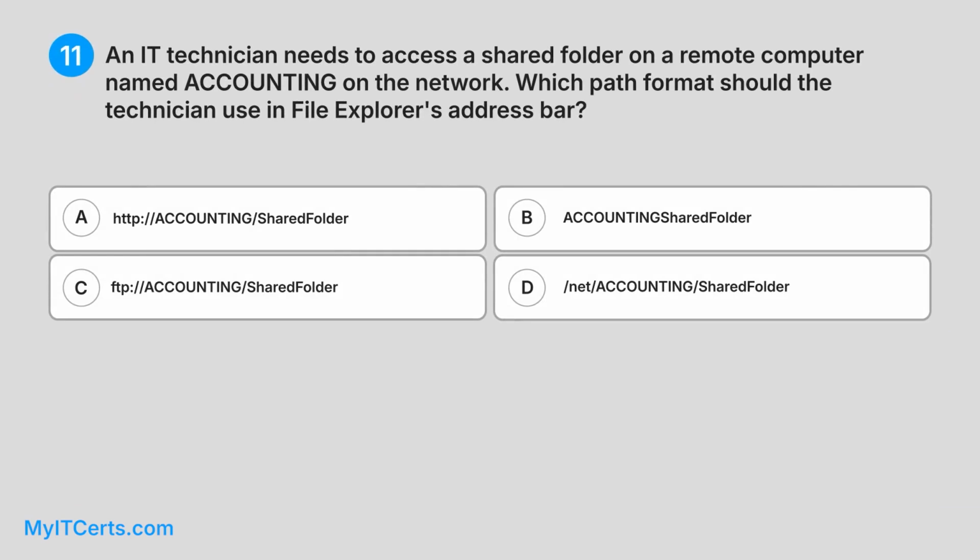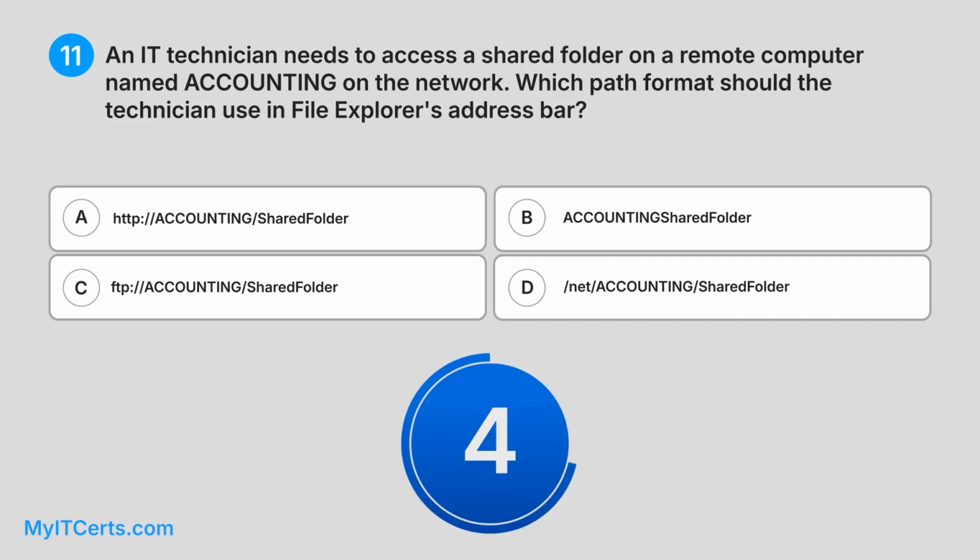12. An IT technician needs to access a shared folder on a remote computer named Accounting on the network. Which path format should the technician use in File Explorer's address bar? A. http://accounting/shared folder. B. \\Accounting\shared folder. C. ftp/accounting/shared folder. D. /net/accounting/shared folder. What do you think is the answer?